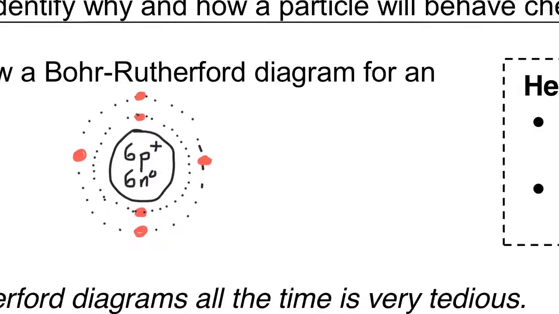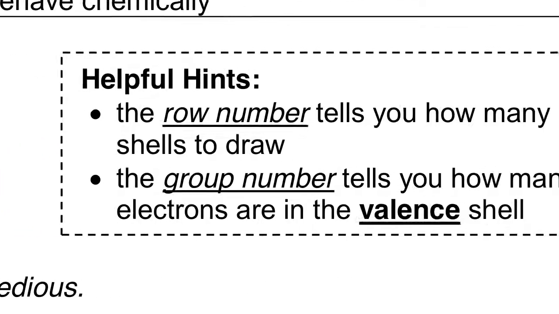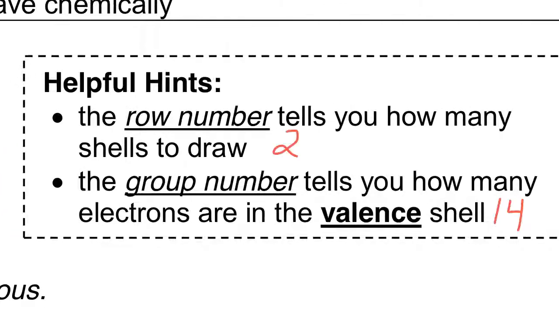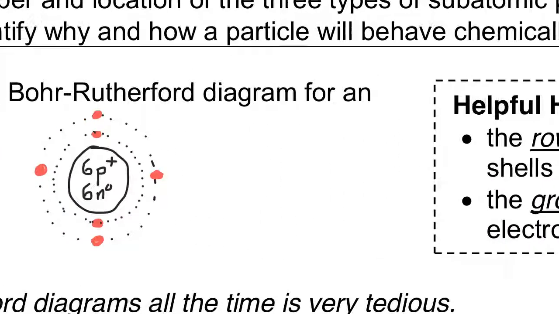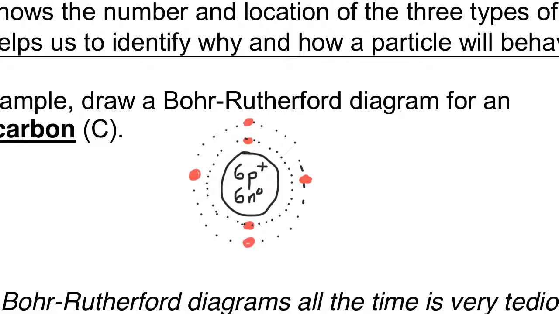Now there is a shortcut I'd like to show you, and it's over here on your page. So if we're thinking about carbon, it's in the second row, so that means I draw 2 orbits. And it's in group 14, we look at the last digit, it's a 4. That means there's 4 electrons in the outermost orbit, the valence orbit. And that lines up with my diagram. I've got 2 orbits, and I have 4 valence electrons.